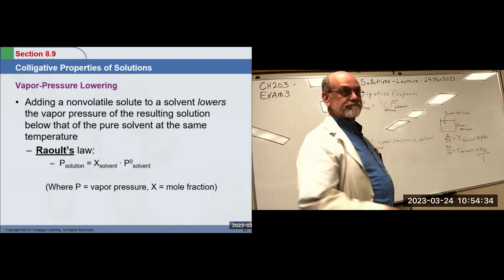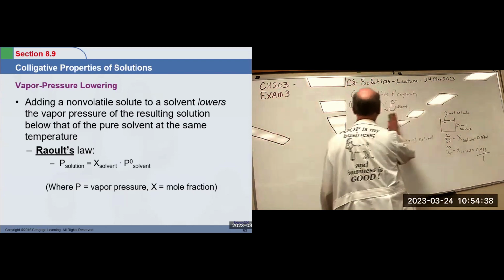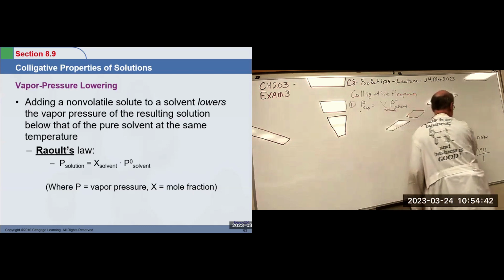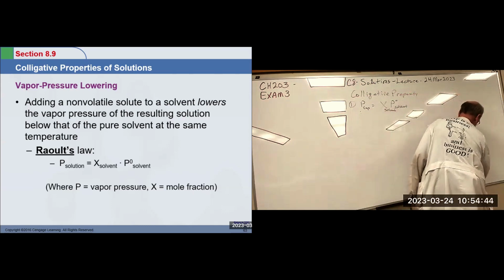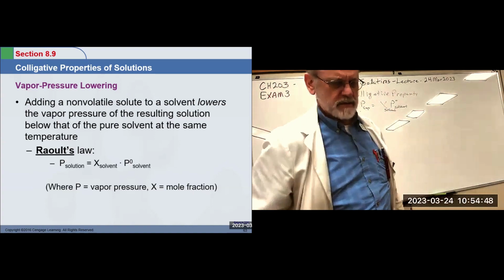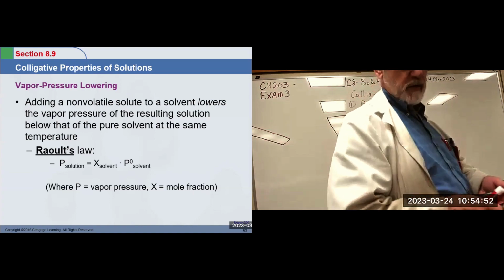Okay? That can't be any simpler than that. So that's the first colligative property. I hope that color is getting picked up okay on the board, I mean, on the recording. Let me switch to black.